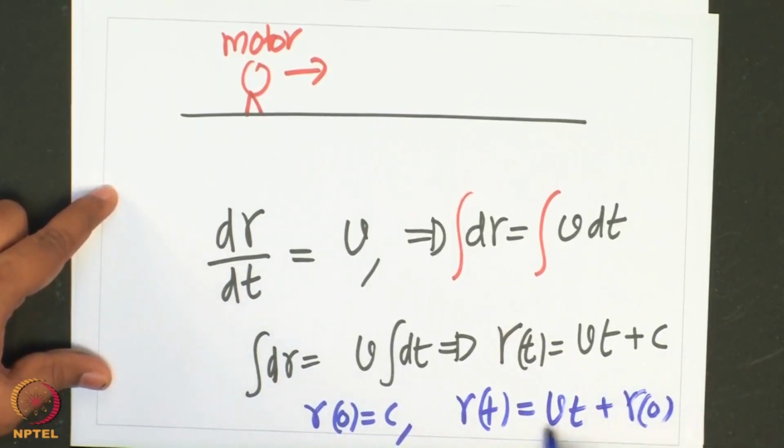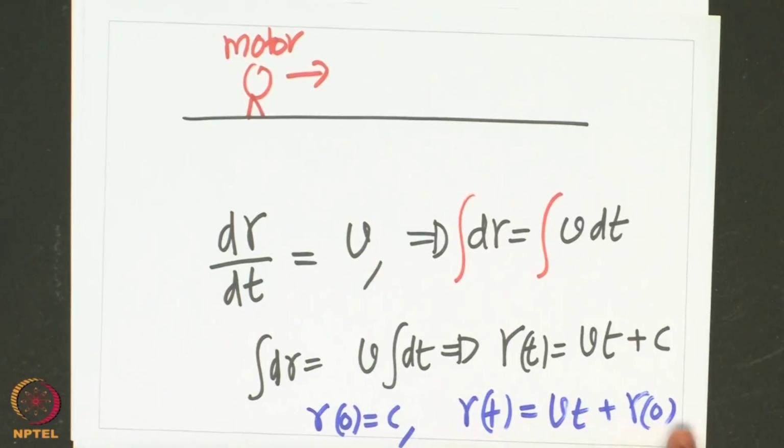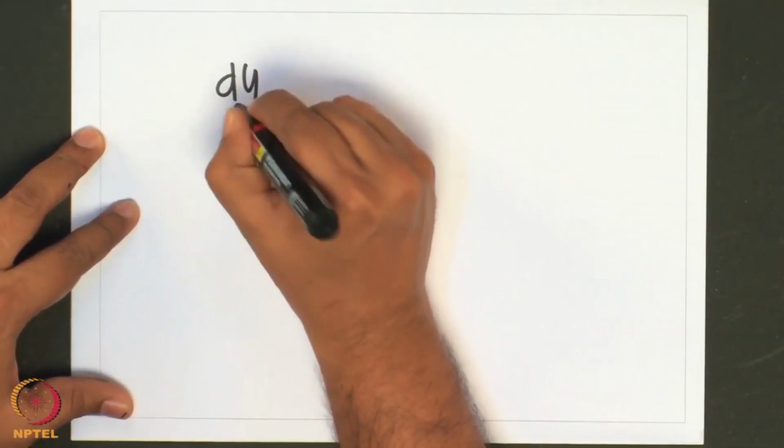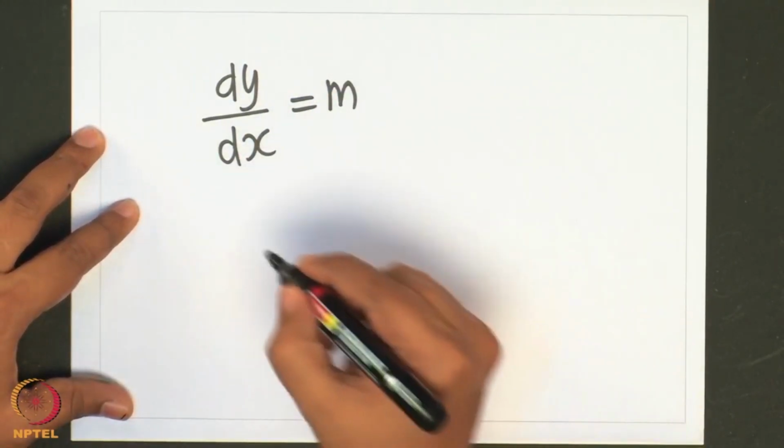So, if I know the initial position of the motor and if I know the speed of the motor, I can calculate the position of the motor at any time t by simply integrating this function. The point to remember in general is that for any function you want to integrate, if you have dy by dx as some slope that we know, then we have this slope.